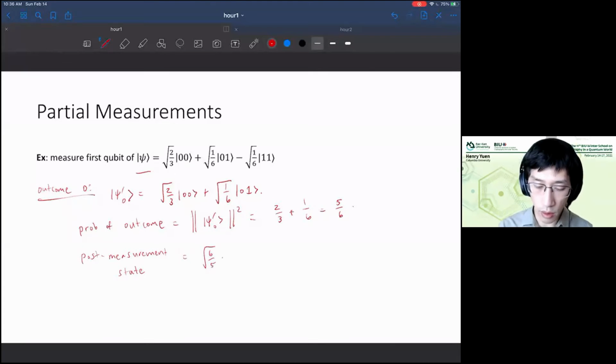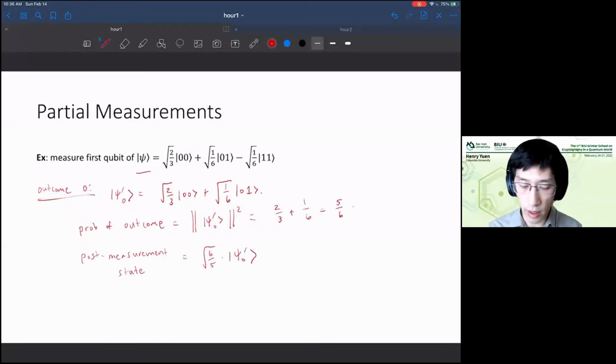square root of 6/5 times psi prime 0. Okay. And so you can work out what the amplitudes of the state are, and that's going to be the post-measurement state.